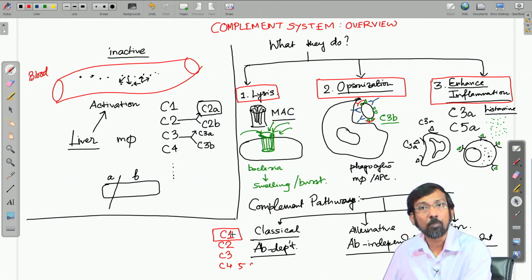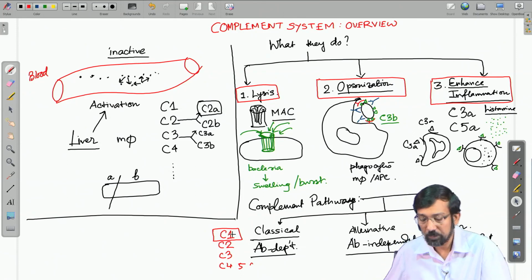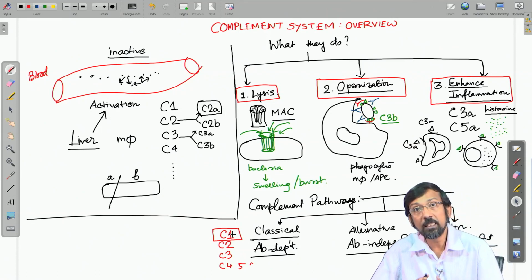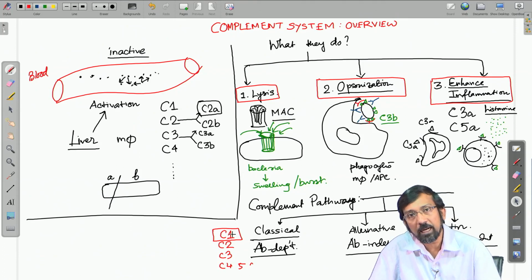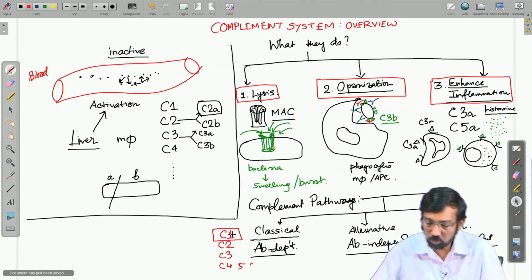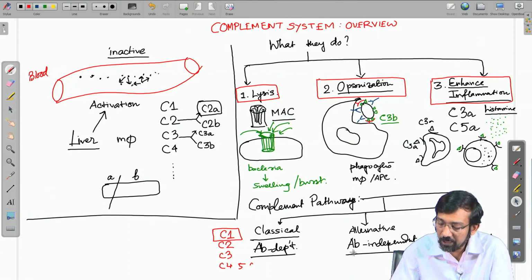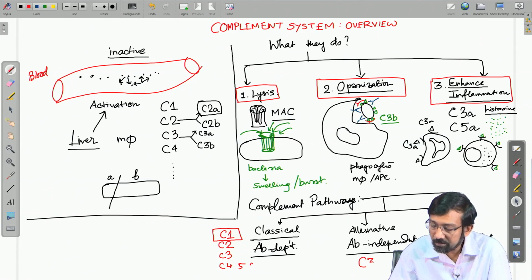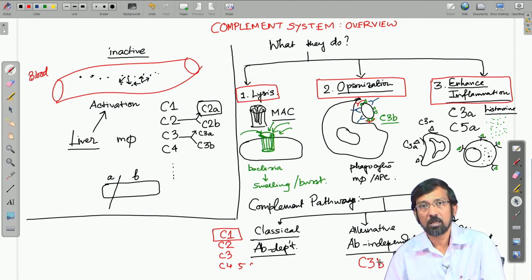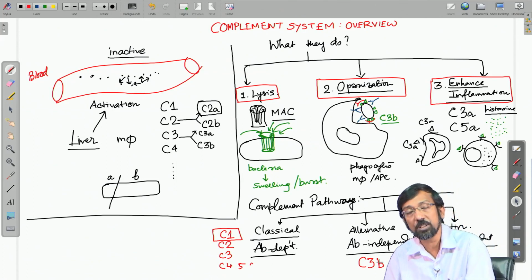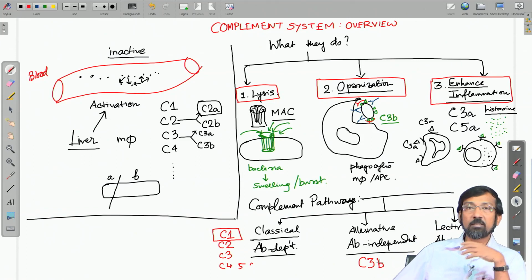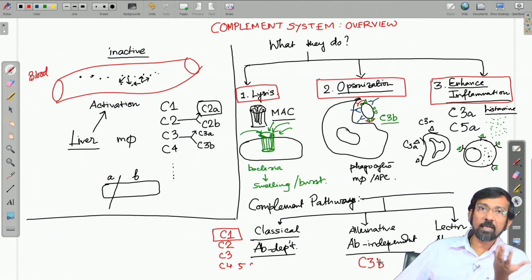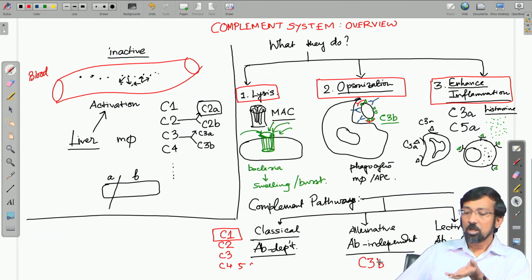The alternative pathway does not require C1 or C2. The alternative pathway, as I told, is an antibody independent pathway, so it does not depend on the antibody antigen interaction. It starts only when there is C3b present in the surrounding. It will start only in the presence of C3b. That means C3 has to be broken into C3a and C3b.